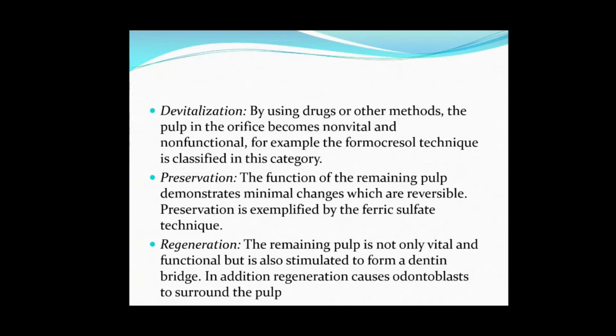Pulpotomy is classified based on the treatment modalities as devitalization, preservation, and regeneration. In devitalization, drugs and other methods are used. The pulp in the orifice becomes non-vital and non-functional. For example, the formocresol technique is classified in this category. In preservation, the function of the remaining pulp demonstrates minimal changes which are reversible. Preservation is exemplified by the ferric sulfate technique.